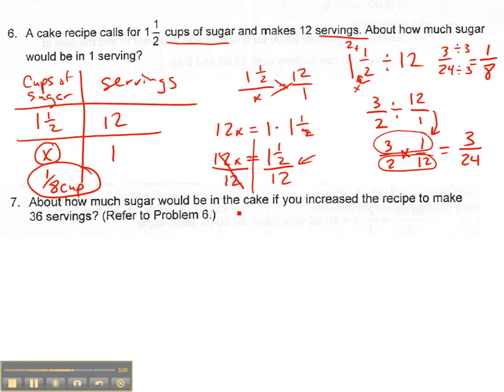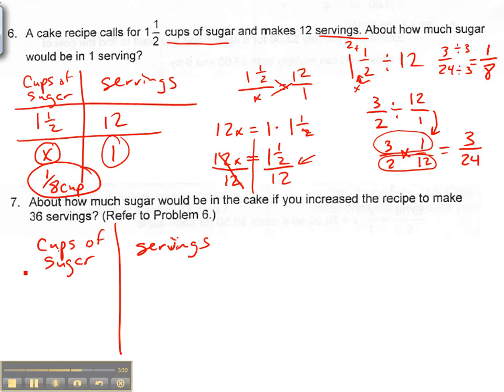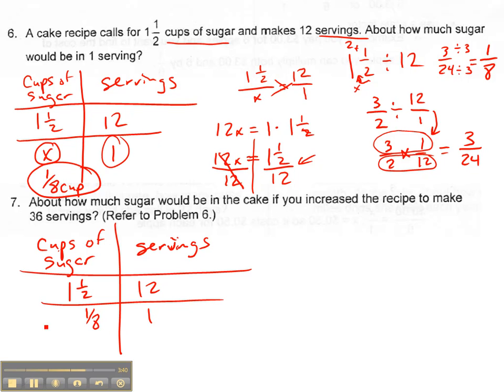Number 7 asks us about how much sugar would be in the cake if you increase the recipe to make 36 servings. Well, we know how much for one serving. Let's set up a table again just to be consistent here. Cups of sugar and servings. We have two pieces of information here. 1 1/2 cups for 12 servings, and 1/8 of a cup for one serving. We want to know how much for 36 servings.